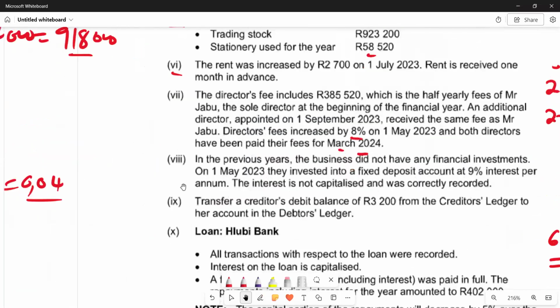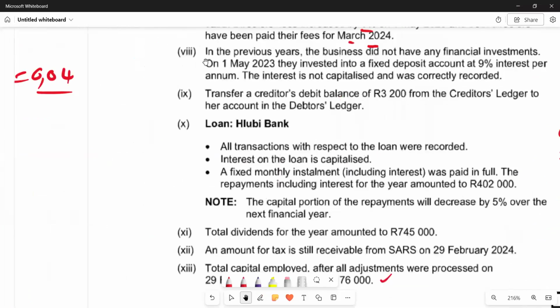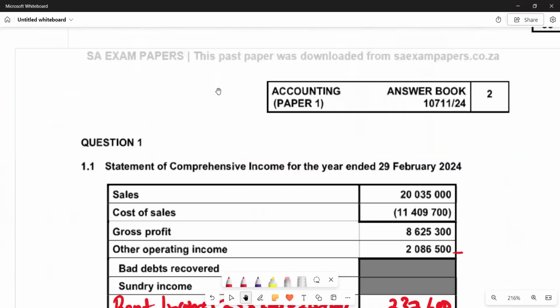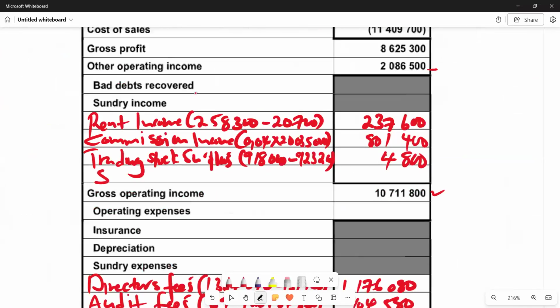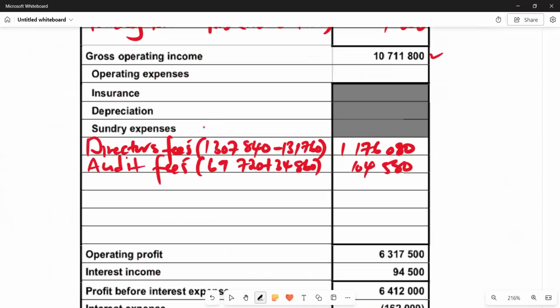So we go there. We are saying stationery. Sorry, it's not supposed to come here. We go to the expenses section. We're having our stationery, which is already calculated as 58,520.